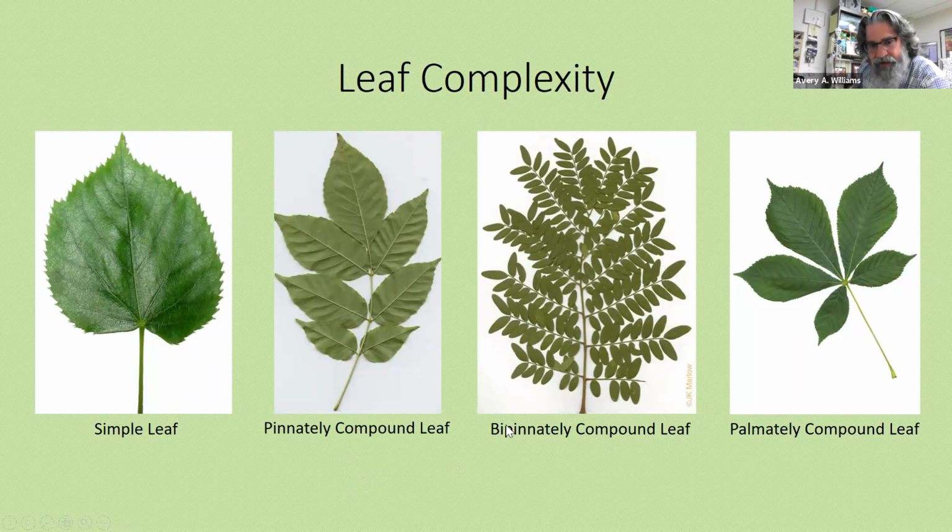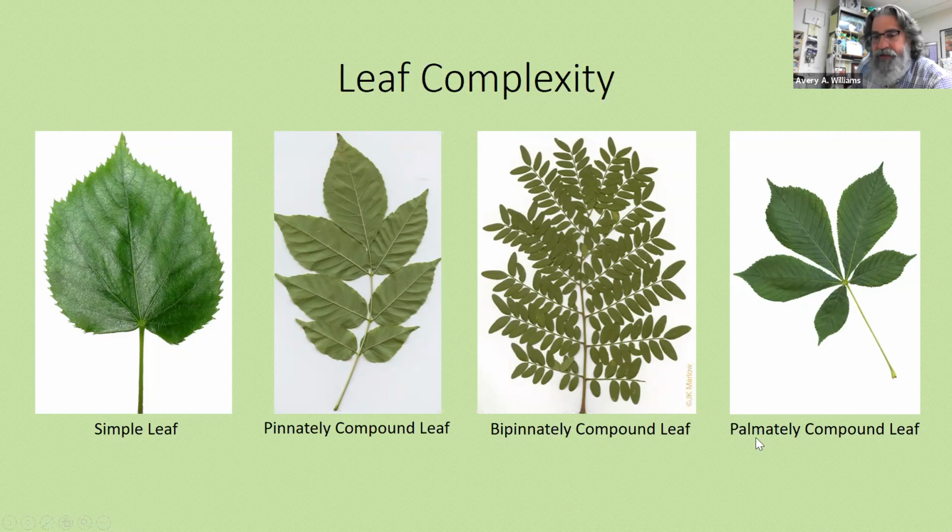This one says bipinnately compound. It's like it's compound twice, bipinnately, get it? It's like the leaflets have leaflets. This is all one leaf, and this is a leaflet. And it looks like the leaflet has leaflets. And again, it has that pinnate pattern where you've got a centralized petiole and little lateral petioles on the side. That's bipinnately compound.